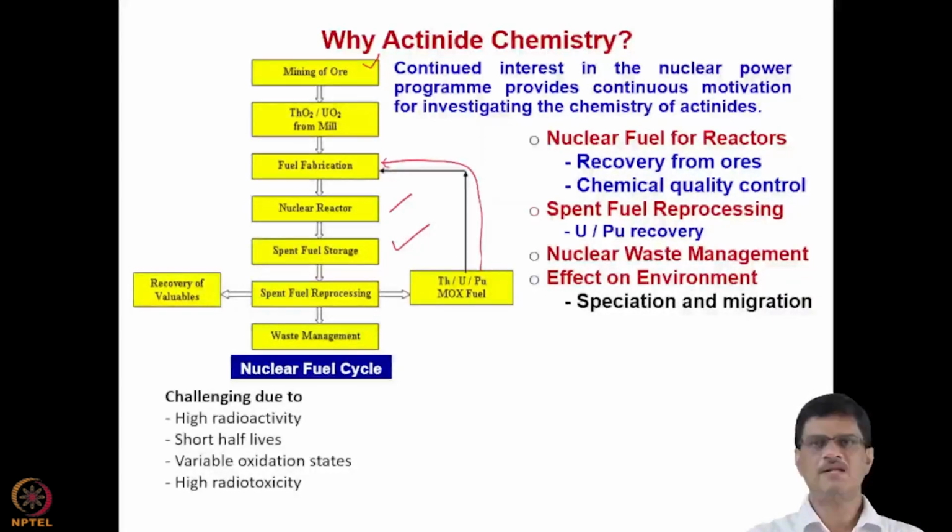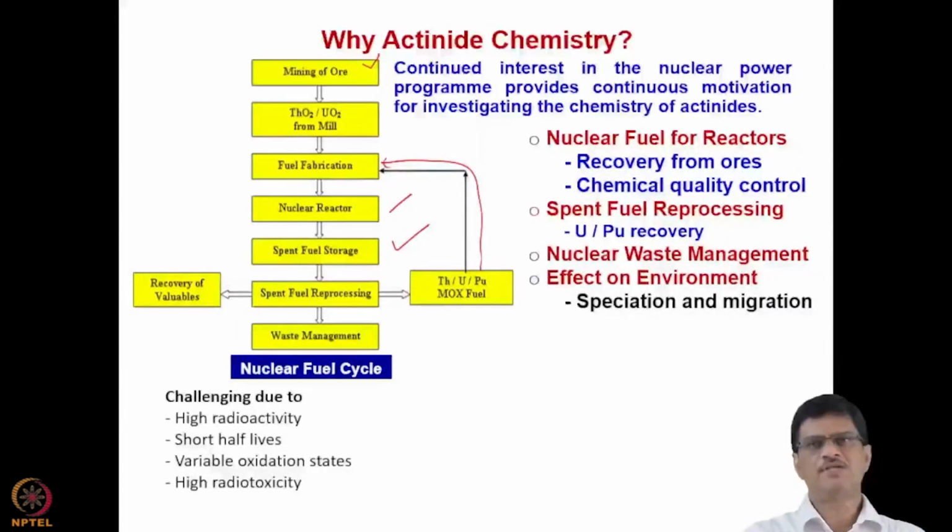There also the chemistry of actinides is important. Mostly the minor actinides like americium, curium and neptunium, their chemistry one needs to know, such that this nuclear waste management can be carried out very, very efficiently. Finally, there is also the effect of some of the hazardous actinides which have a large amount of radiotoxicity. Their effect on the environment is also very important to know. That is why one needs to study the chemistry of actinides. In such cases, the speciation and migration of actinides, mainly that of plutonium, one needs to understand.